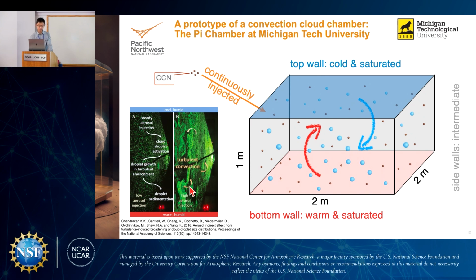These are the laser sheet photos taken in the Pi chamber, where we can see the turbulence visualized by the droplets. And when the aerosol injection rate is lower, the cloud is cleaner, and the droplets are fewer in number, but larger in size. When the aerosol injection rate is higher, the cloud droplets are more numerous, but smaller in size.